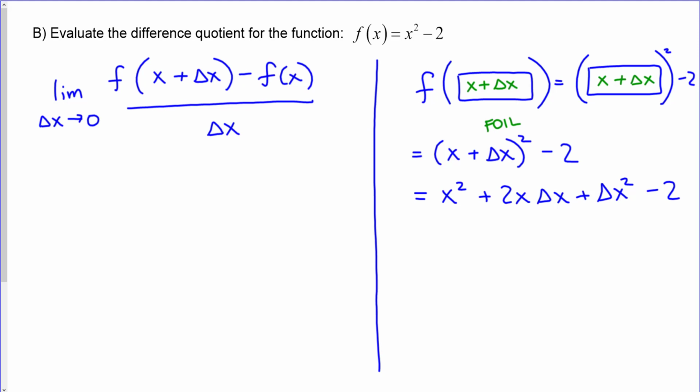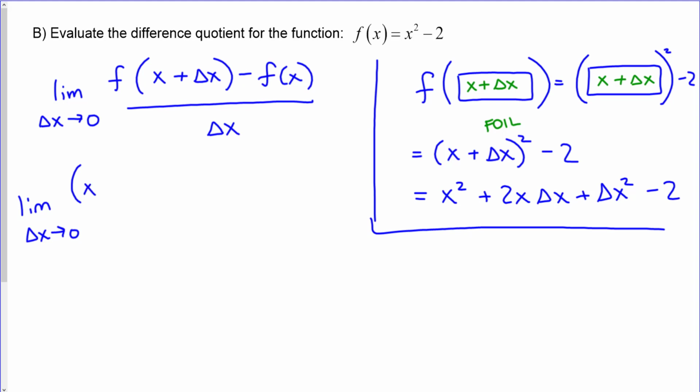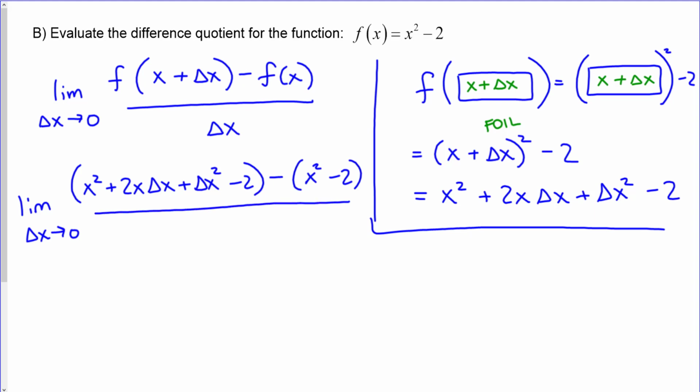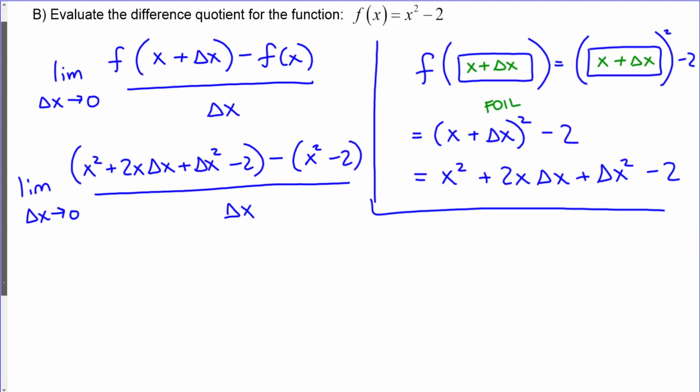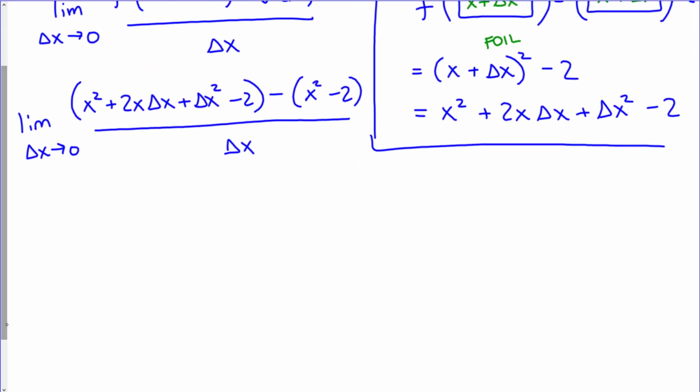Okay, so now this limit, I might need a little more space. Let me do this. This limit is going to be the limit as delta x goes to 0 of all this that I just found. So x squared plus 2x delta x plus delta x squared minus 2. Then I subtract the original function, which is x squared minus 2. Put that all over delta x. Now at this point in the process, if you've done everything correctly, you should get a lot of stuff that cancels out.